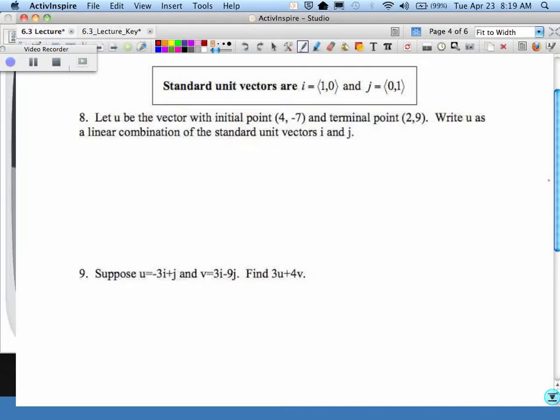Let u be the vector with the initial point (4, -7) and terminal point (2, 9). I want you to first give me the component form of the vector. I'll pause it, you do the work. Give me the component form of the vector. Which one? What is it? -2, 16. Yeah, good job. -2, 16.